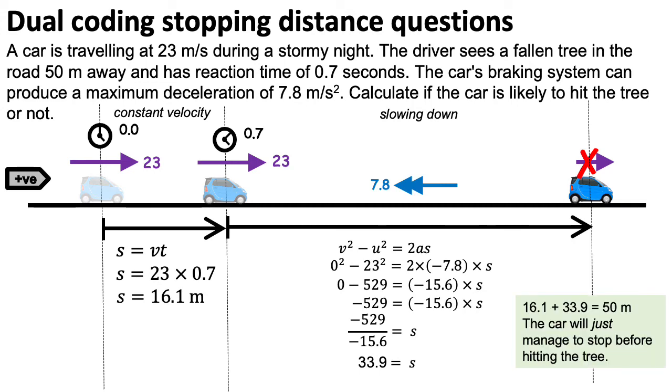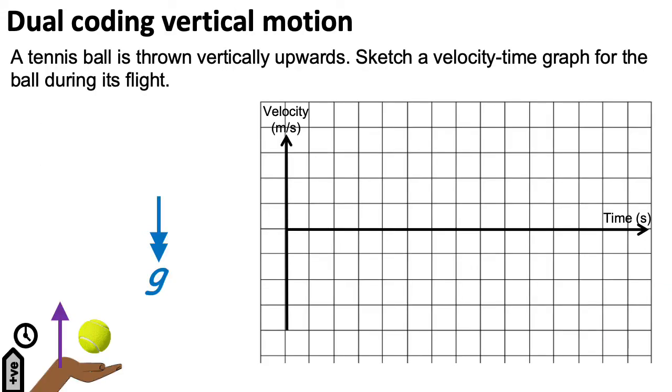And 16.1 plus 33.9 equals 50 meters. So by our calculation, the car will just manage to stop before hitting the tree, which of course is good news for the car driver. I think dual coding can help with conceptual understanding as well.